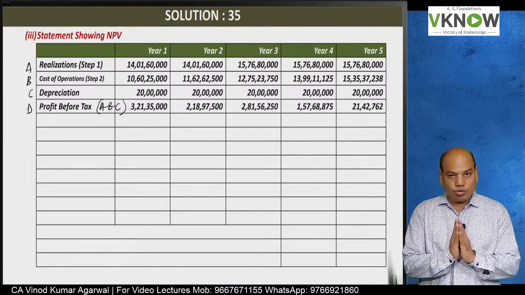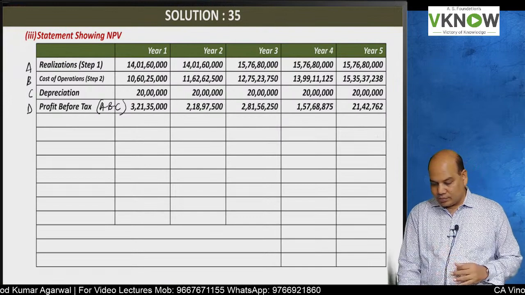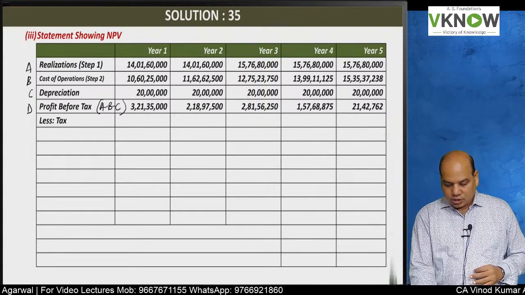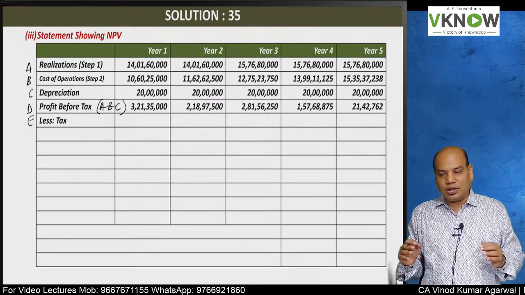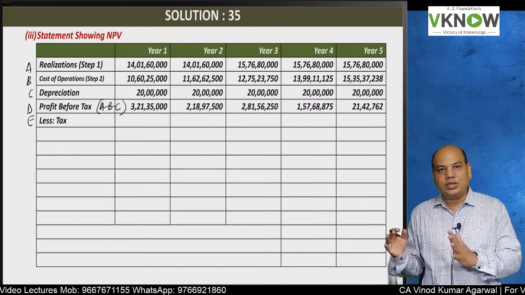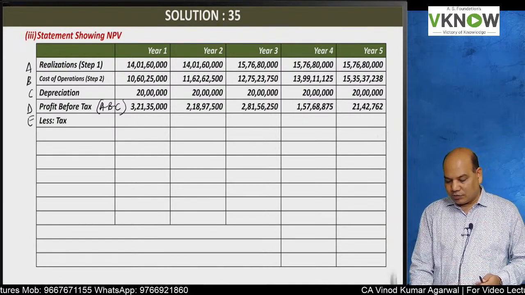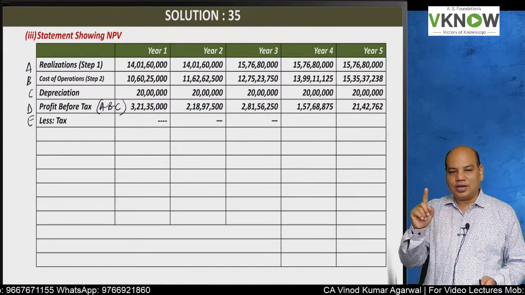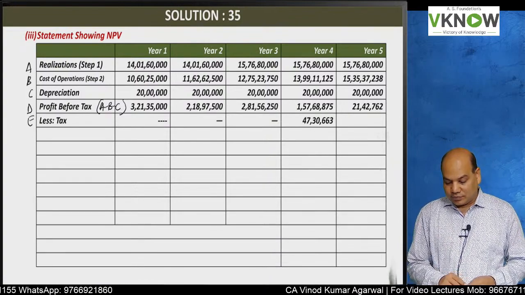First check whether you got it right. Profit before tax. Point number E, tax. What about the first 3 years? Government of India has this scheme. If you run an airline on a certain route, there is tax exemption for the first 3 years as per the question. So first 3 years dash, dash, dash, and then you have to pay 30% tax.